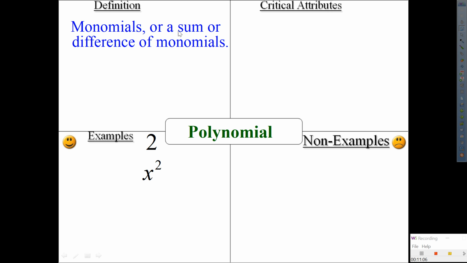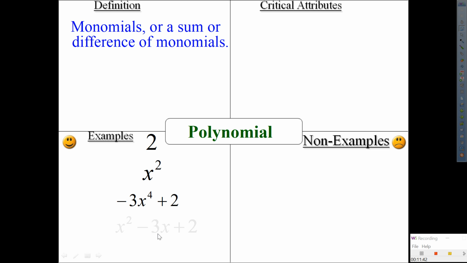But the definition says sum or difference. That means that you can add or subtract more to a monomial. Let me show you another one. This together is a polynomial. This is not a monomial, but it's the sum or difference of monomials. So watch. Negative 3x to the 4th, they're adding what? 2. So that means a monomial plus another monomial. This is a what? Polynomial.